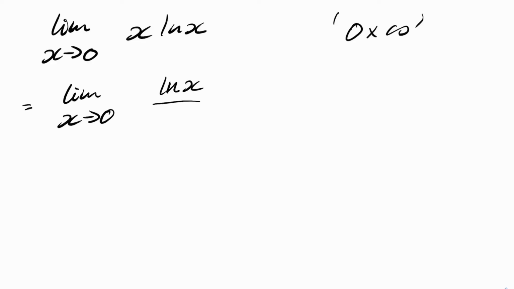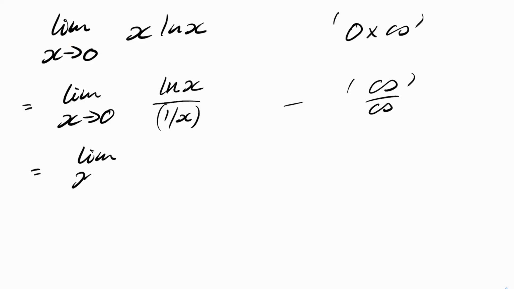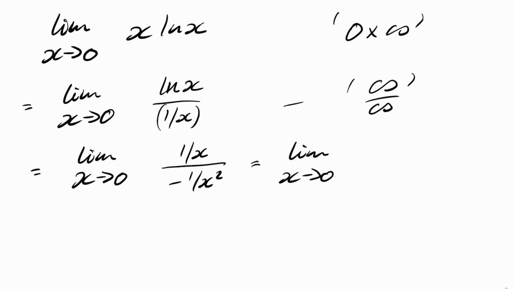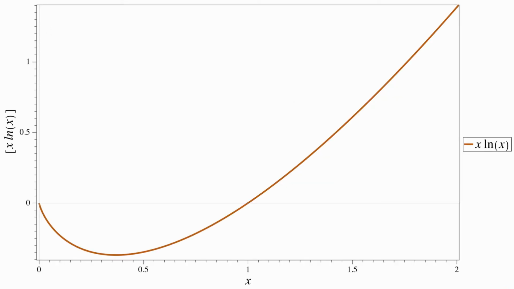If I write x as 1 over 1 over x, then the numerator is tending to minus infinity and the denominator is tending to plus infinity. So this is now of the form infinity over infinity, and I can use L'Hopital's rule on this ratio. So the derivative of log x is 1 over x, and the derivative of 1 over x is minus 1 over x squared. Simplifying, this just becomes minus x, and the limit as x tends to 0 of that is just 0. And we can see what this function looks like near the origin.